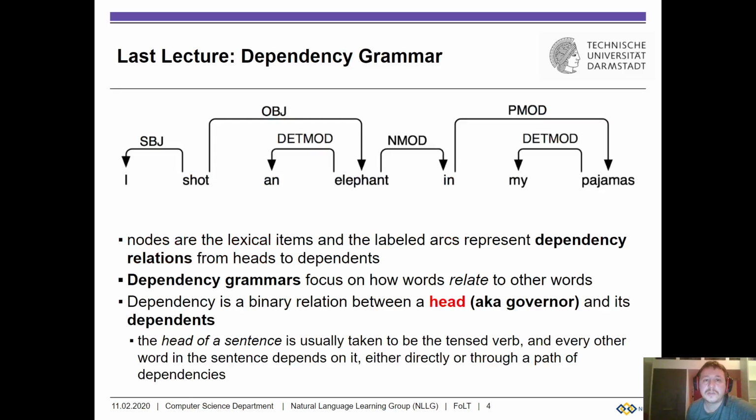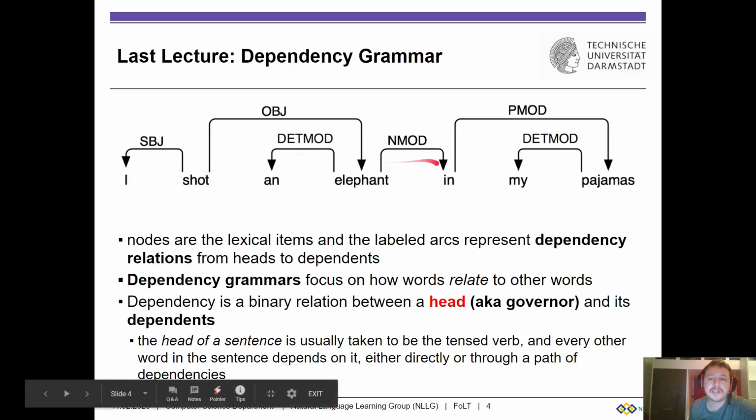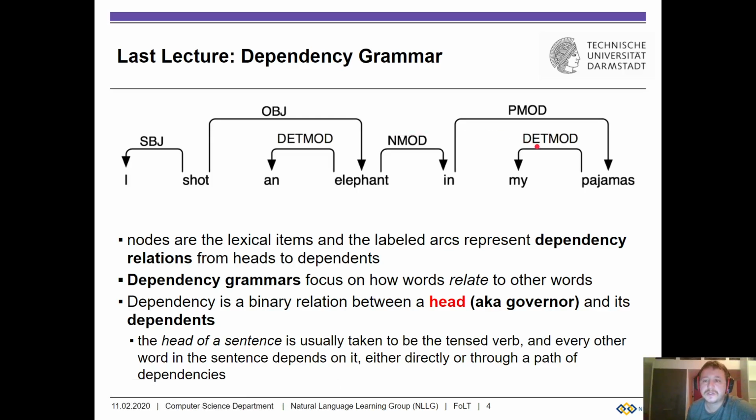The second formalism that we have seen was dependency grammar, where instead of rewrite rules, we have directed relationships between words. One word is the head and the other one is the dependent. Those relationships form a graph, as illustrated here, where the nodes are the words and the relationships between the words constitute the relations in the graph, and in particular they form a tree. So it's a special graph.